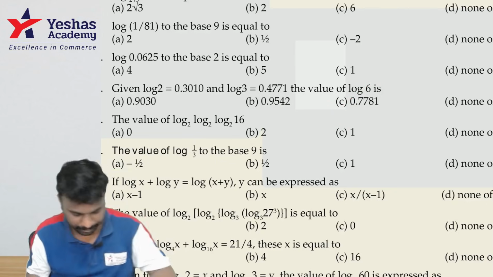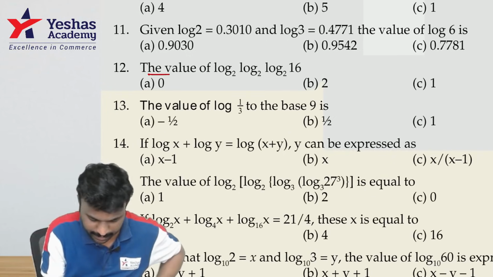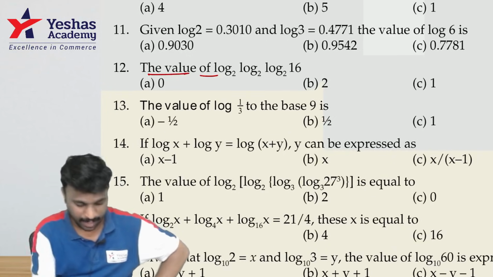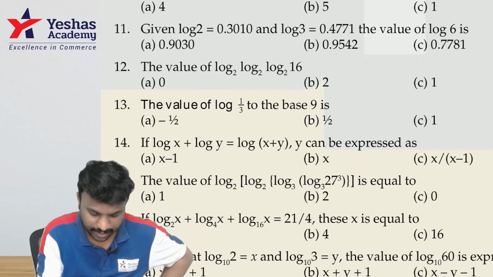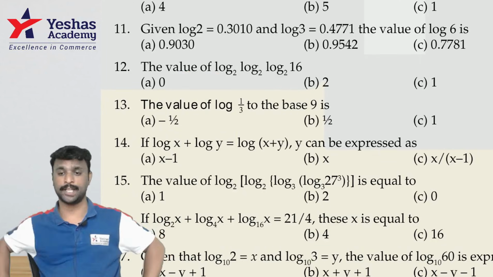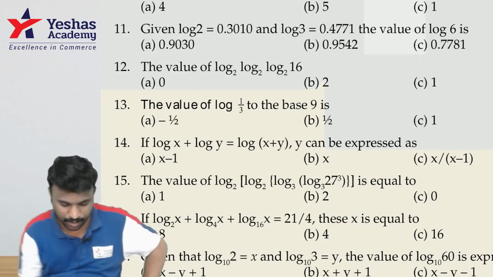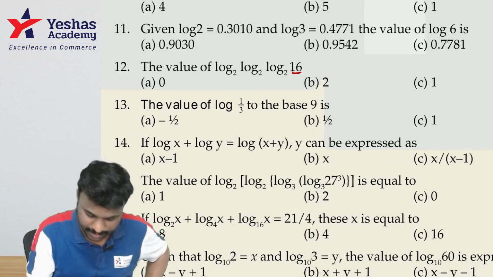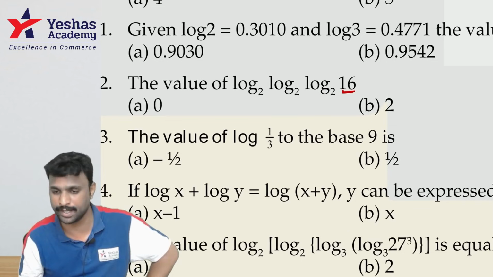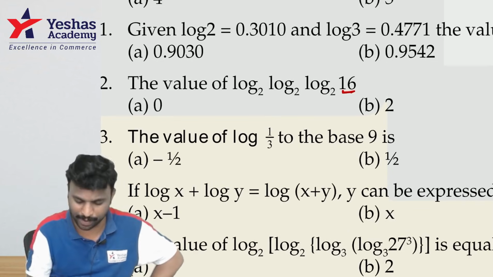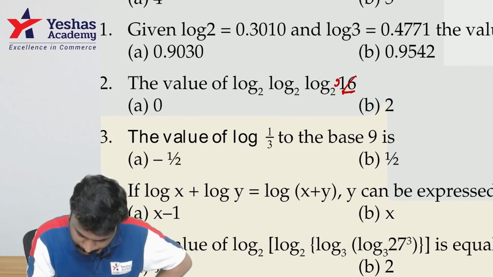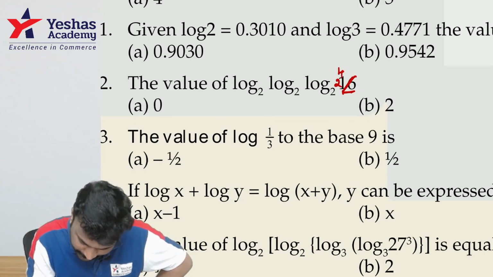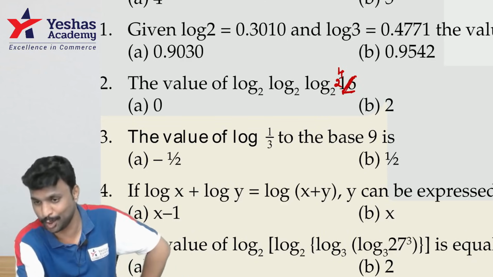Question number 12. Guys, we have solved this question in the regular class, isn't it? So how do you solve it? First of all, the number within the log has to be expressed in the form of what? A prime number. Look at the number within the inner log. It's not a prime number. It is 16. So how do I write 16 in the form of a prime number? It's 2 power 4, isn't it? So 2 power 4 it is. So I am replacing 16 as 2 power 4.